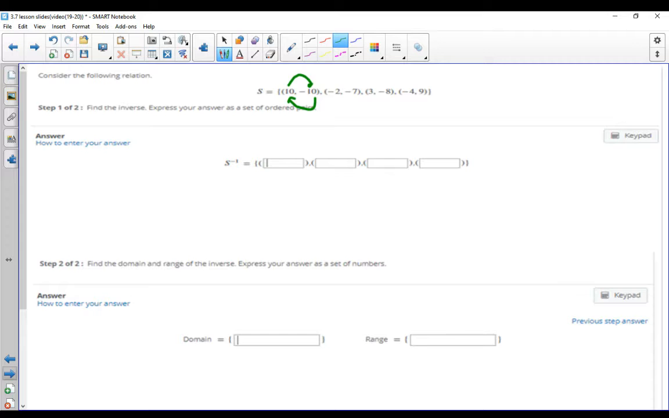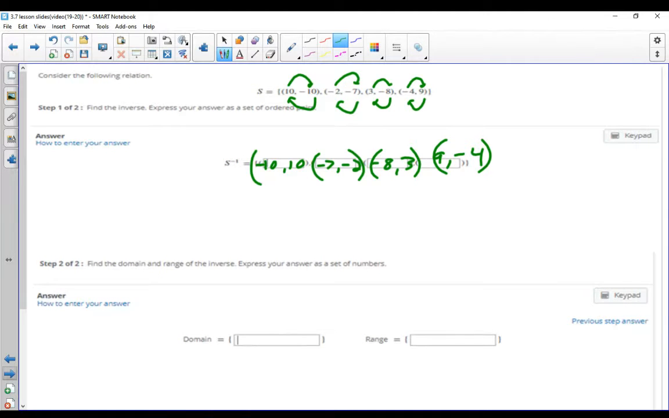So for the first one, you'd have -10, 10. Switch the other 2 around, you get -7, 2. Next one, when you switch, you get -8, 3. And then lastly, you switch the last pair around, you get -9, 4. And that's it. Easy peasy lemon squeezy. And then for step 2, you'd have to list your new domain and your new range.